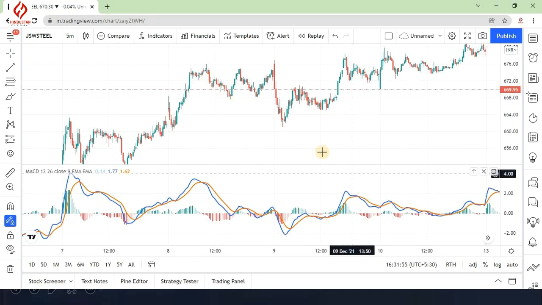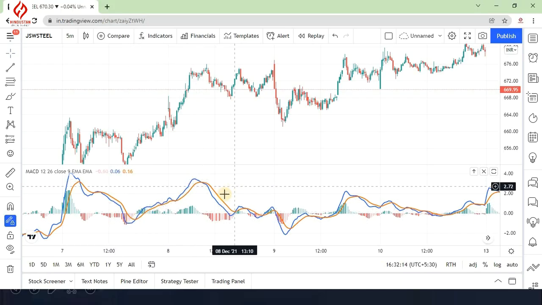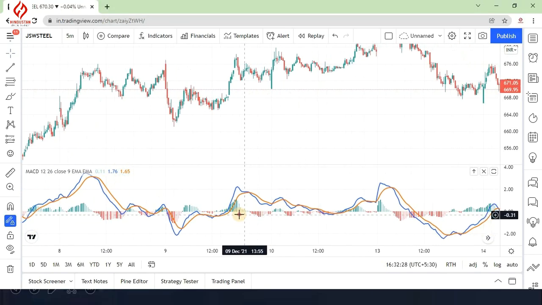It is an indication that when the MACD line crosses over the signal line, then it is like a bullish signal. So you will get lots of long trade opportunities, right? When the MACD line crosses below the signal line, it will create shorting opportunities, right? So that is how the MACD indicator will give you buy or sell signals, right?